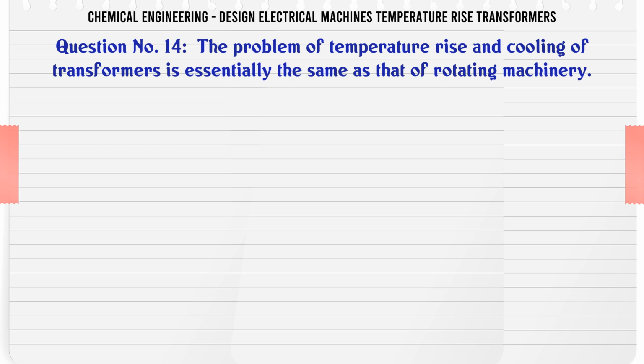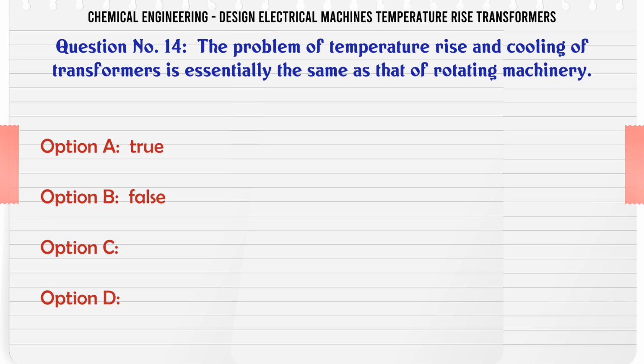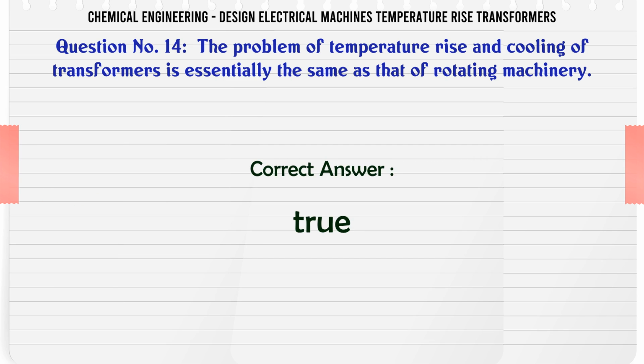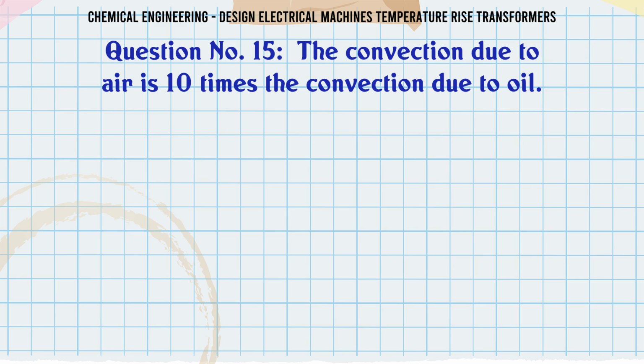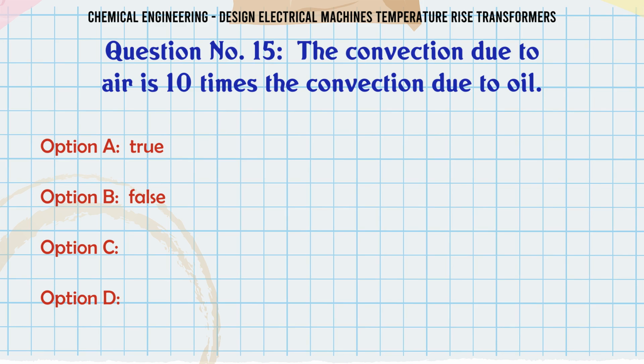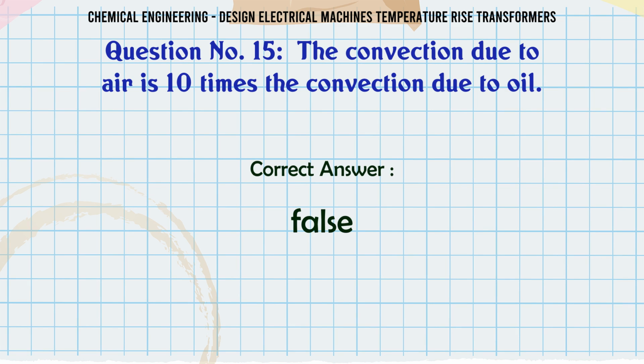The problem of temperature rise and cooling of transformers is essentially the same as that of rotating machinery. A. True. B. False. The correct answer is true. The convection due to air is 10 times the convection due to oil. A. True. B. False. The correct answer is false.